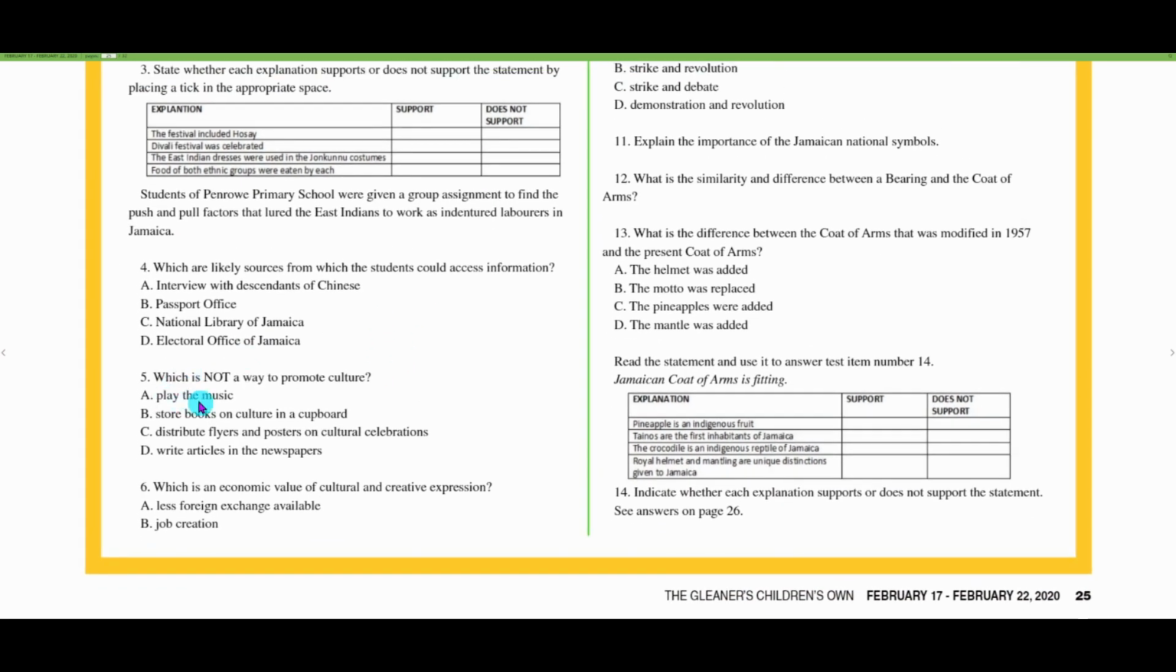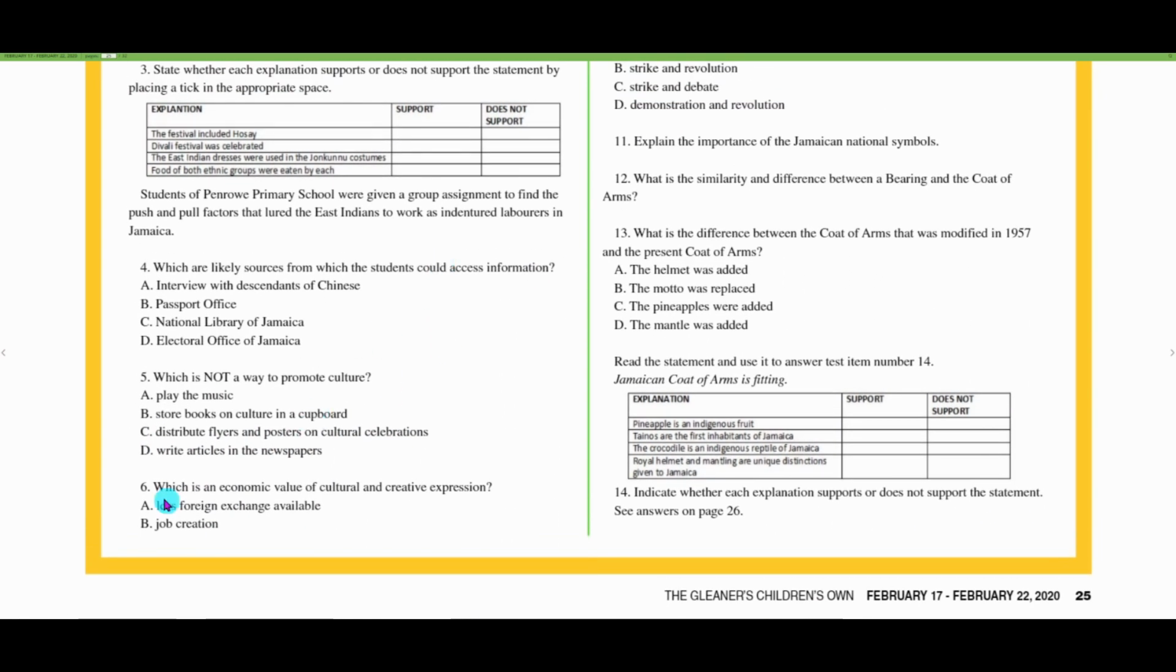Number 5, which is not a way to promote culture? Play the music, store books on culture in a cupboard, distribute flyers and posters on cultural celebration, write articles in the newspaper. So I would want to go with B.